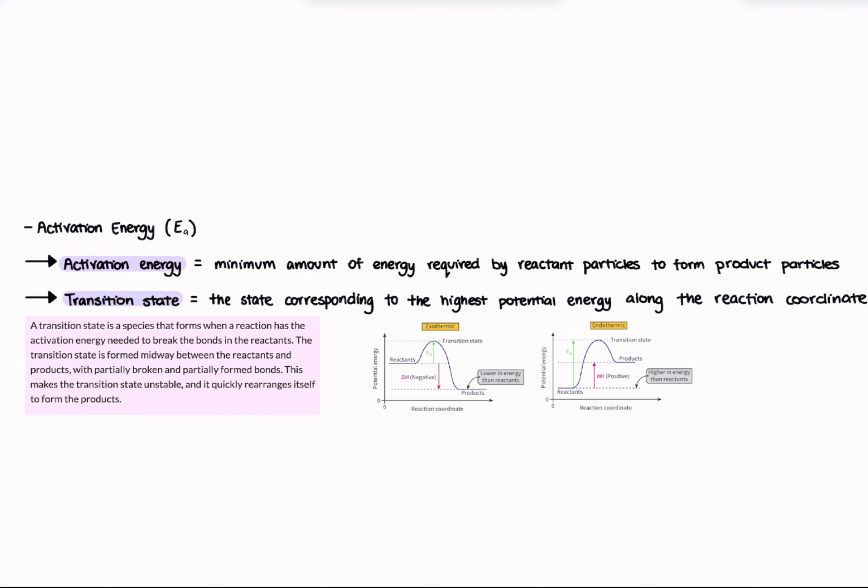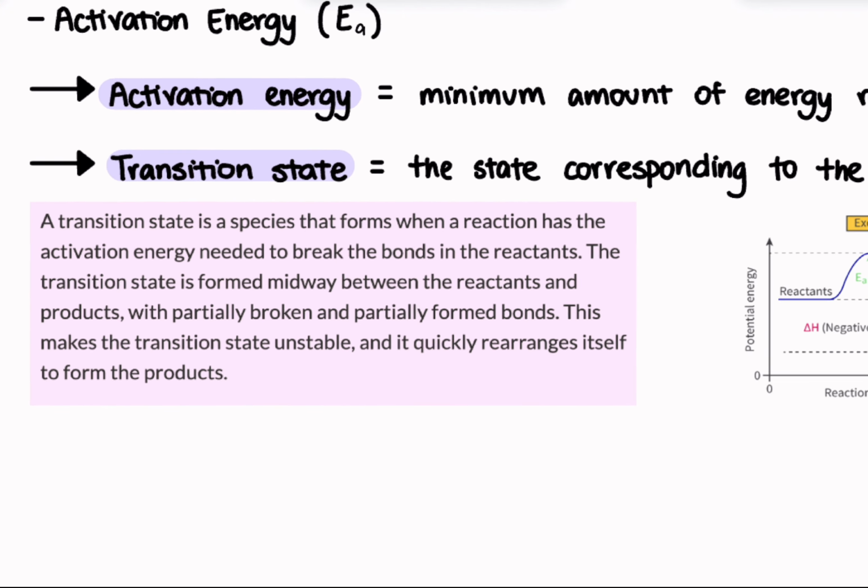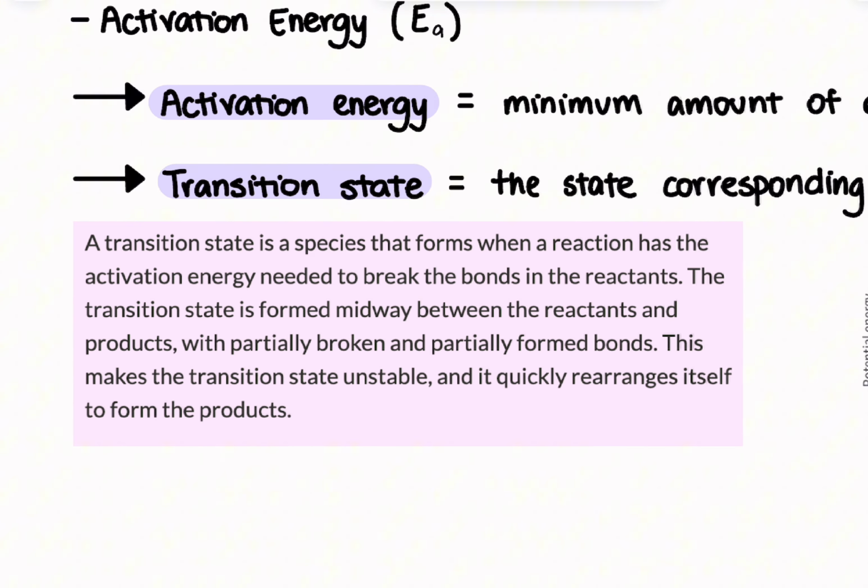So transition state is the state corresponding to the highest potential energy along the reaction coordinate. And if we look closer at this, a transition state is a species that forms when a reaction has the activation energy needed to break the bonds in the reactants. The transition state is formed midway between the reactants and the products, with partially broken and partially formed bonds. This makes the transition state unstable, and it quickly rearranges itself to form the products.